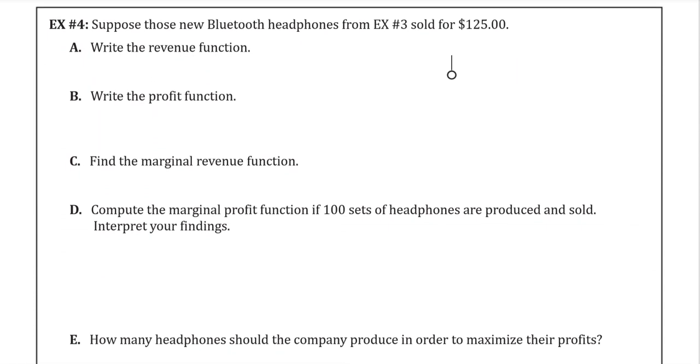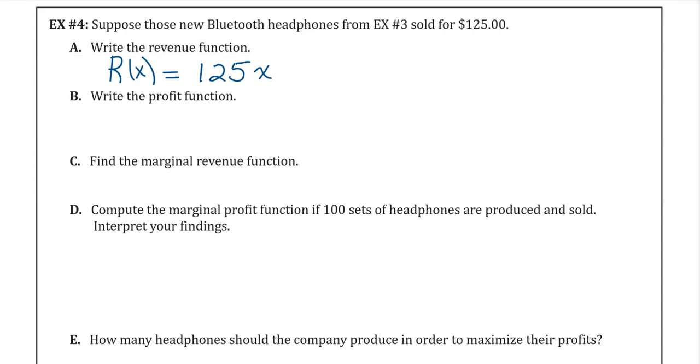So suppose now that we are going to sell those headphones for $120. So we want to write a revenue function. So our revenue function is going to be R of x is going to be what we're selling the headphones for times the number of headphones that people buy.